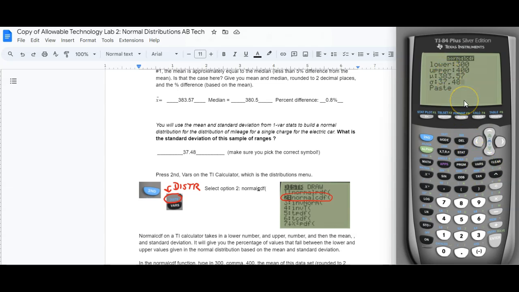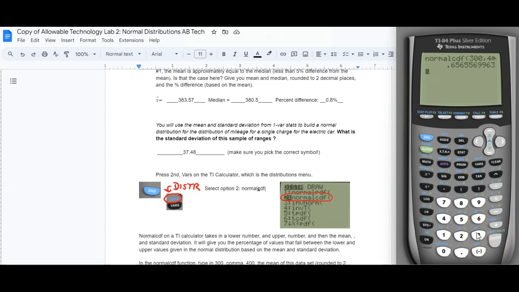Now this is where the TI-83 and the 84 will differ. This is the TI-84. It has this menu where you put things in and it asks you what they are. On the TI-83 it'll look like what we see with the paste menu, meaning you have to manually put them in, and you have to put them in the correct order. So it's always lower number, comma, upper number, comma, mean, comma, standard deviation. That's the way you'll put it in if you have a TI-83, and you don't have that little menu that asks you what's what.